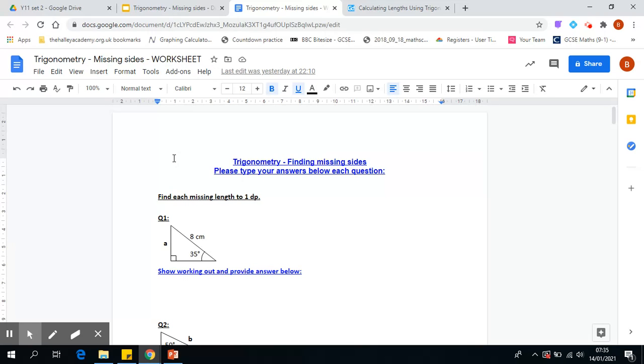Once completed, save the completed file and attach it to the Google assignment. It's important you attach the completed version to the Google assignment. Good luck.